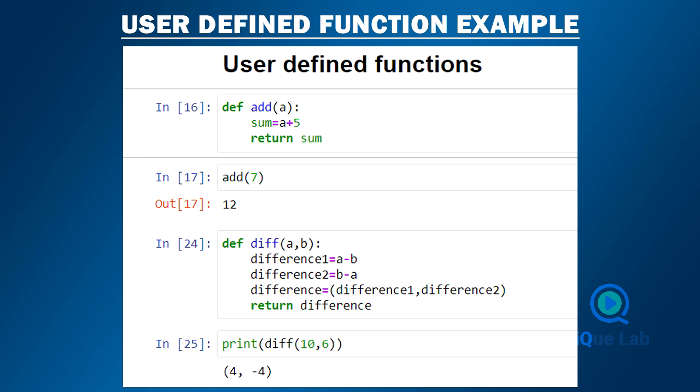Now let's try to provide two values. We call the function diff with values 10 and 6. Here Python will do both operations, 10-6 and 6-10, and prints the output as a tuple. Now you can try to create your own function. Try to create multiplication and division using functions.